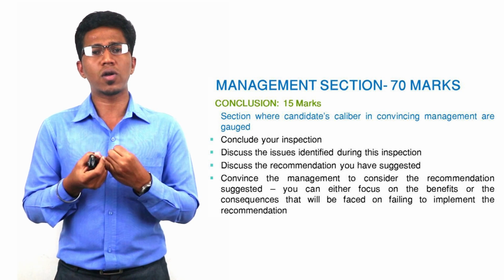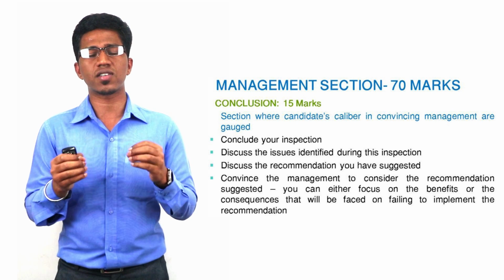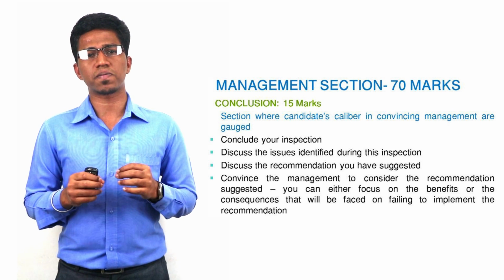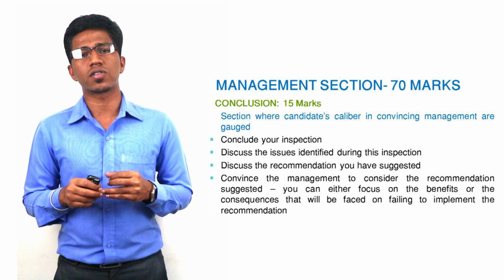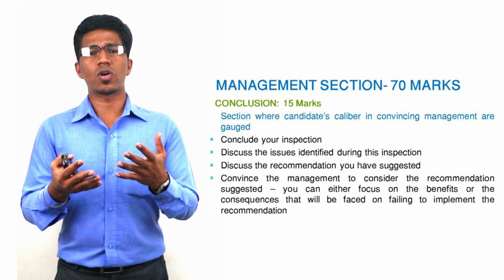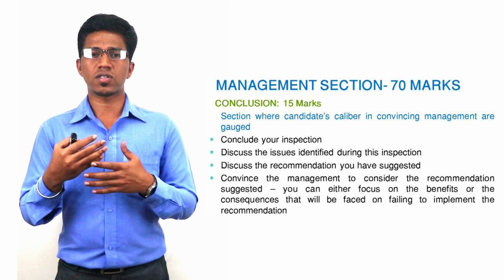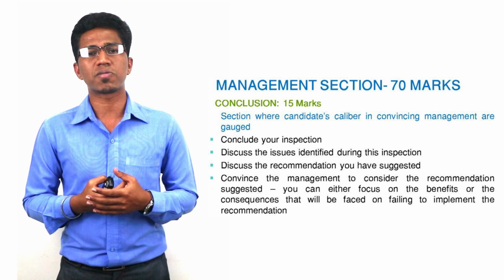Keeping this in mind, do not add any new issues which are not at all mentioned or discussed in this particular inspection. The second part is the discussion on the recommendations that you have suggested. Now, for the above unsafe fact or condition that you have discussed, what actions have you suggested? You have suggested a good amount of control measures and recommendations. Discuss them in your next paragraph.